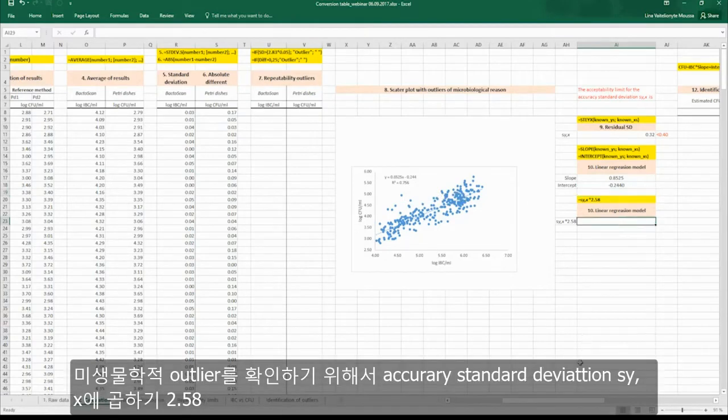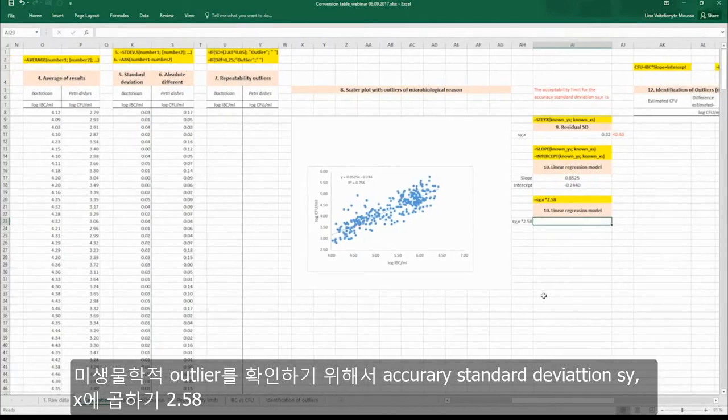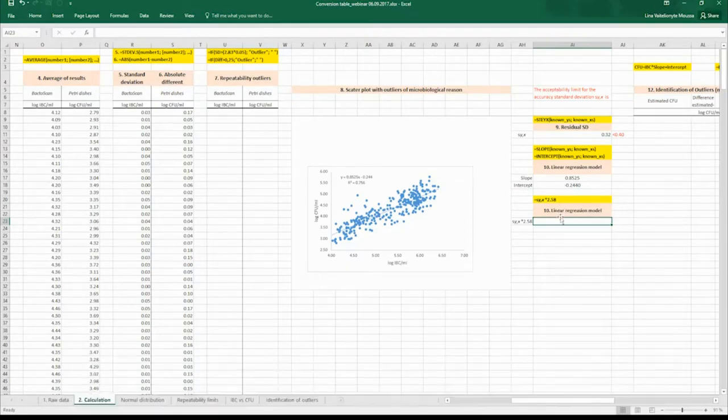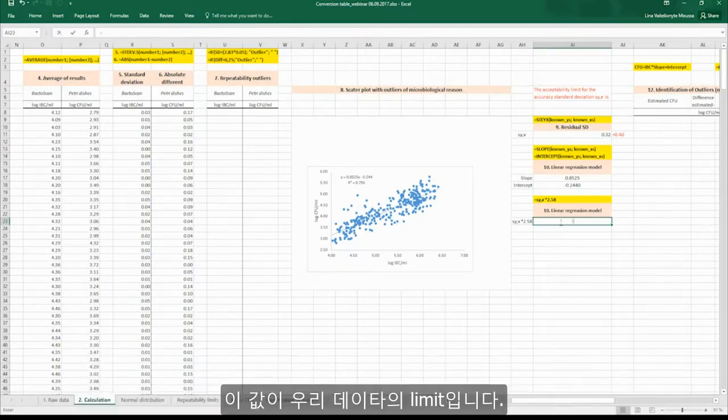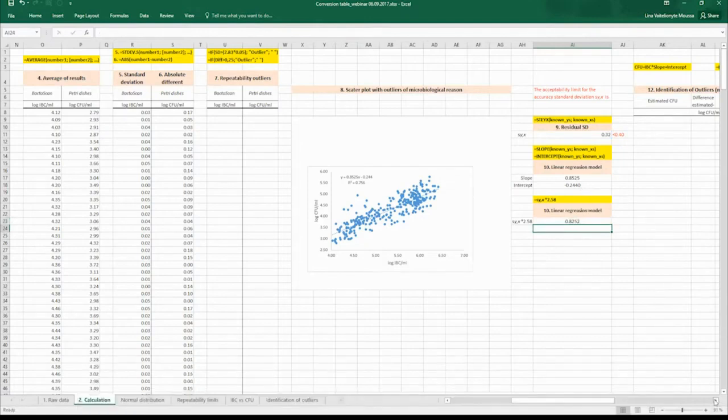To check for microbiological reason outliers, the accuracy standard deviation is multiplied by 2.58, so it will be our limits. Standard deviation multiplied by 2.58, we are getting a value 0.8252.